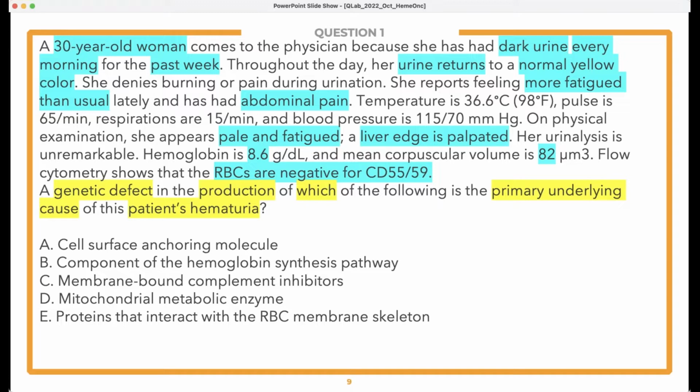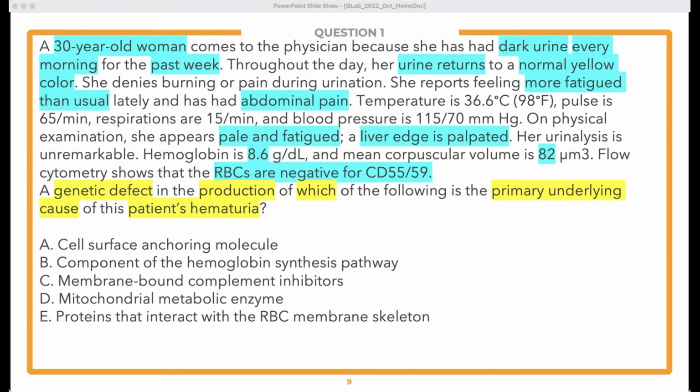Answer choice E, proteins that interact with the RBC membrane skeleton. D, mitochondrial metabolic enzyme. C, membrane-bound complement inhibitors. B, component of the hemoglobin synthesis pathway. And A, cell surface anchoring molecule. So we'll go ahead and open up that poll. Go ahead and select what you think is the best answer here, and we'll talk about it in just a few seconds.